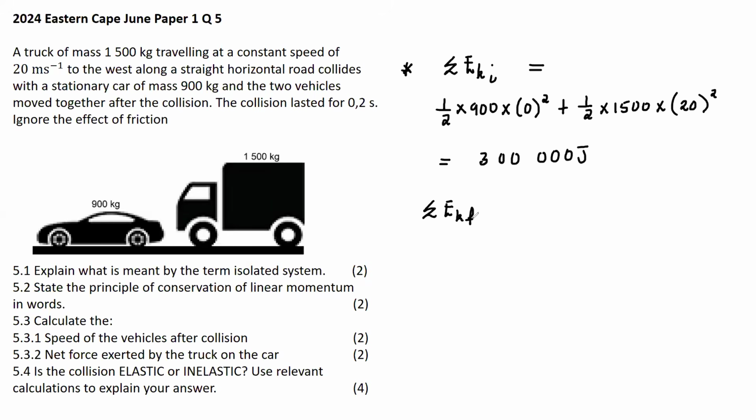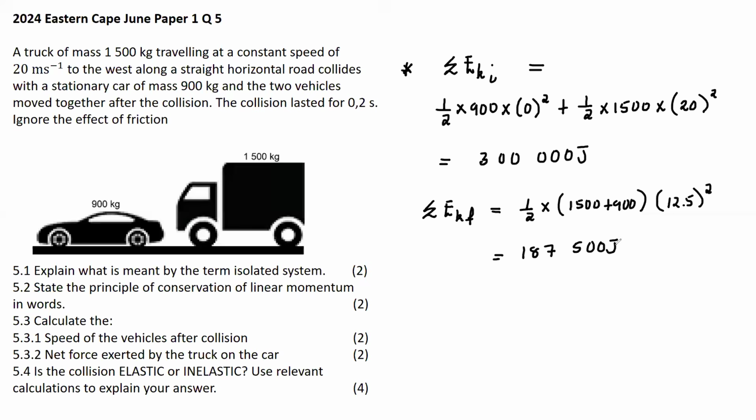Let's get the final one. The question says they move together. So it's half the mass of the objects, but they move together. So it's 1,500 plus 900, then V squared, their final velocity, which is 12.5 squared. So the answer is 187,500 joules. You can confirm these answers.